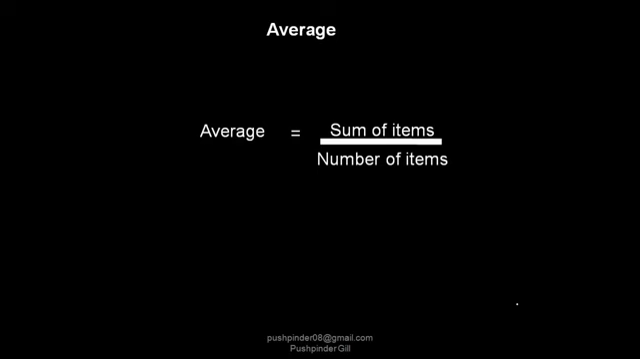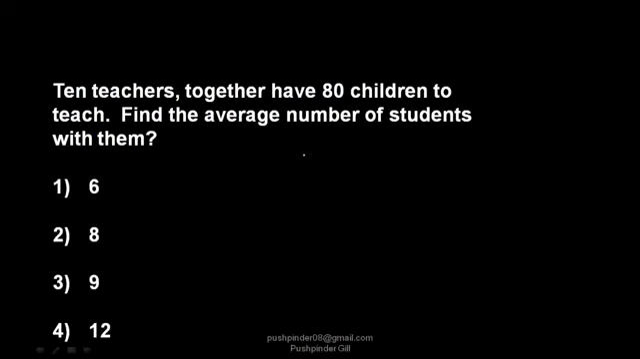Now, what exactly is average? Average is the sum of numbers divided by the number of items. Let's take a simple example: there are 10 teachers and they have 80 children to teach. Find the average number of students with them. There are 10 items and the total of children to be distributed is 80. That means on an average each teacher will get 8 children to teach.